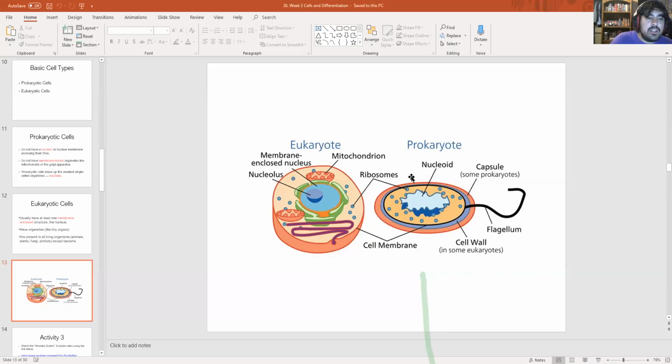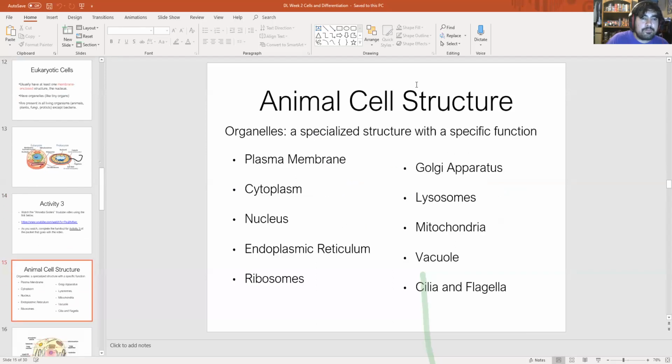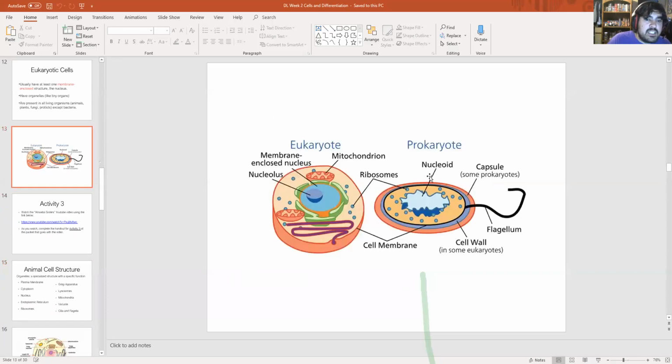And then in the eukaryote, you've got the nucleolus, you've got a membrane enclosed nucleus, your mitochondria, so that's how you make your energy, and you've still got some ribosomes. So this is where you do activity 3. We'll talk about that in a second. The flagellum does not carry DNA. The DNA for the prokaryote is just here, just hanging out. The flagellum is just a structure that helps it to move around.